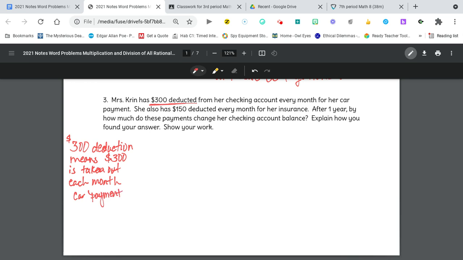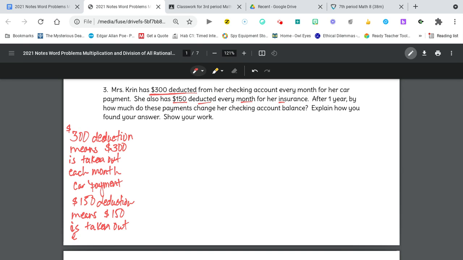She also has $150 deducted every month for insurance. So we got another $150 deducted. So that means that an extra $150 is taken out. And that's each month too. And that's for the insurance.